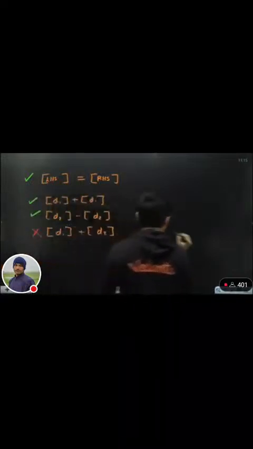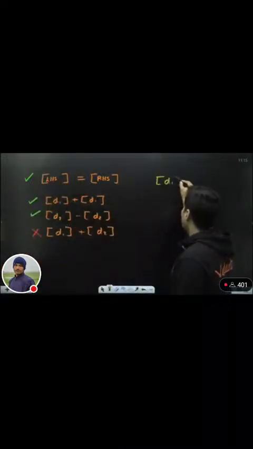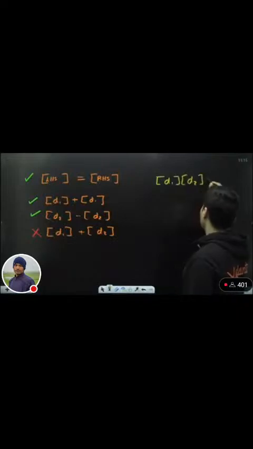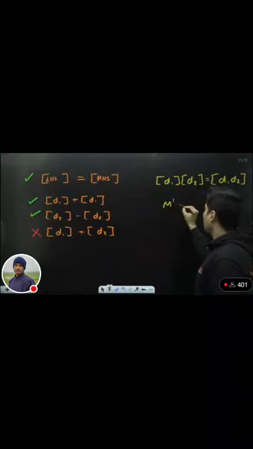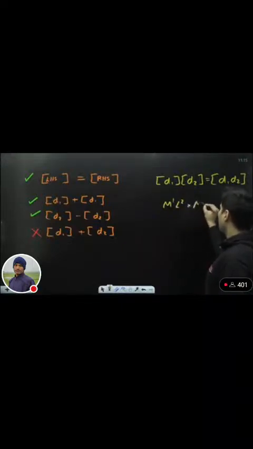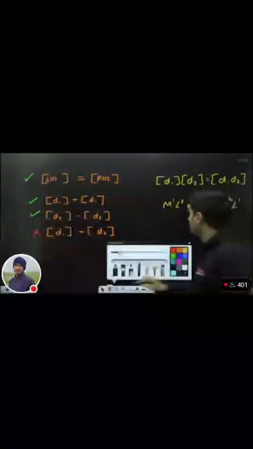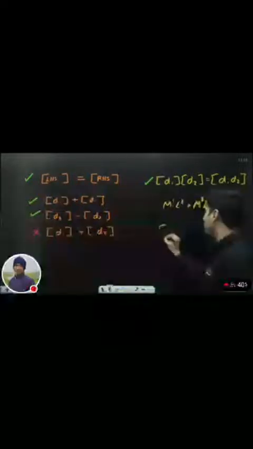Also remember that when you multiply dimension 1 by dimension 2, you get the total dimension d1 d2. For example, M raised to 1 L raised to 2 multiplied by M raised to 3 L raised to minus 1 is M raised to 4 L raised to 1. So it is definitely allowed. Even division of dimensions is allowed, like d1 by d2. That will be d1 by d2's dimension. There is nothing wrong with this.